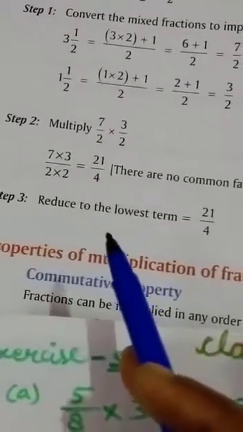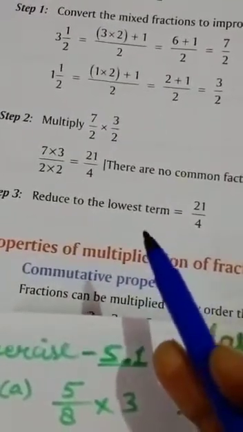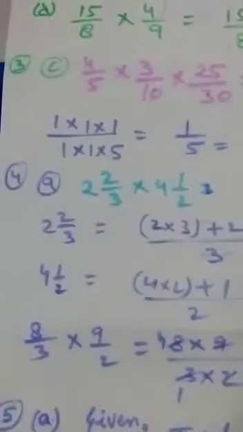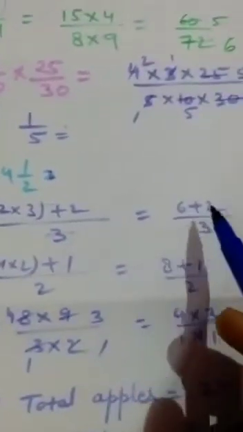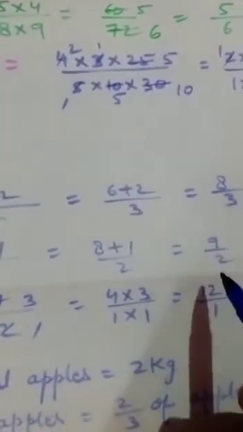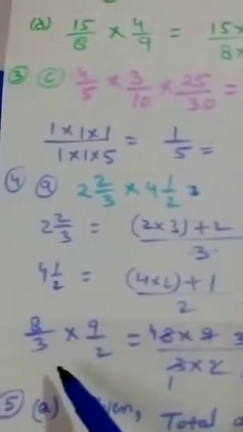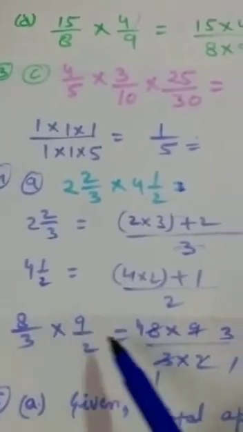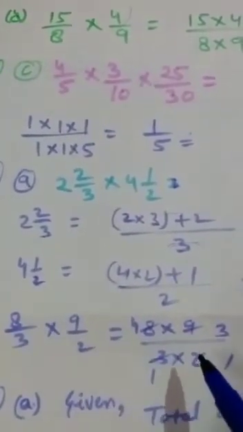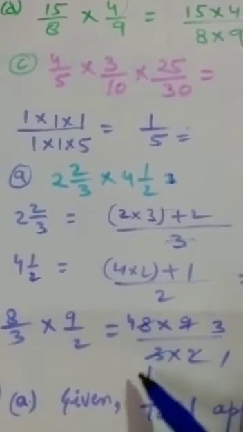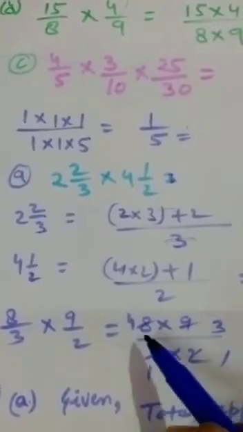Step 3, reduce to the lowest term. Both steps we have to show here. Now multiply the improper numbers that you get. So multiply it. 8 into 9, 3 into 2. It will cut: 3 1s are 3, 3 2s are 2, 1s are 2, 4s are.